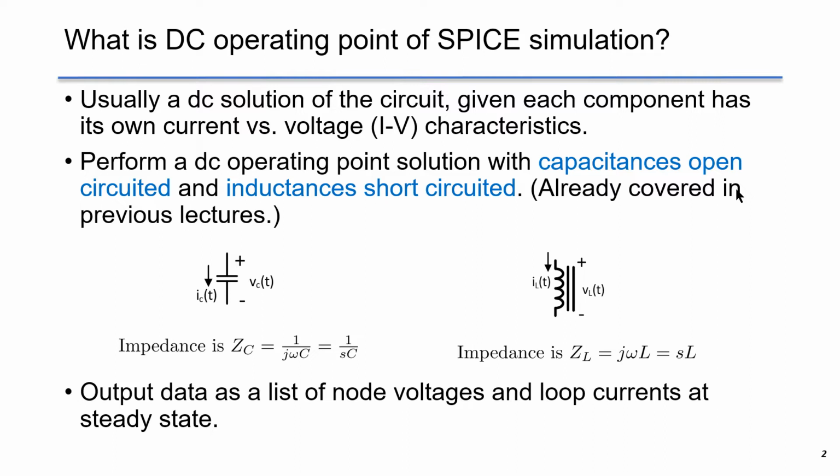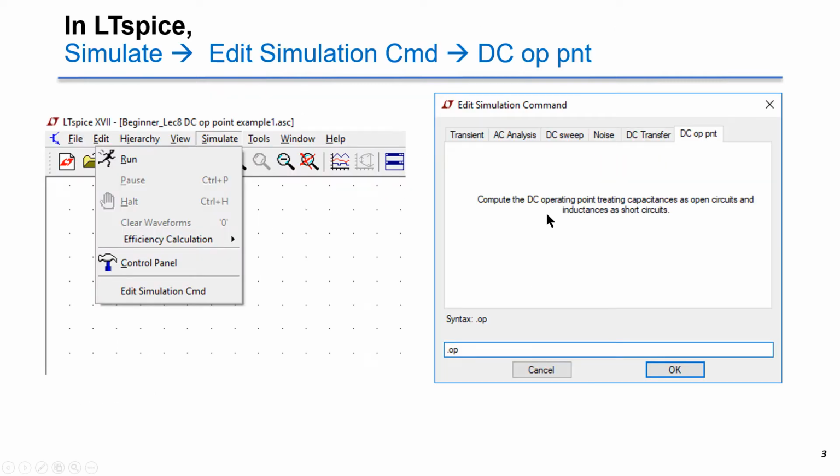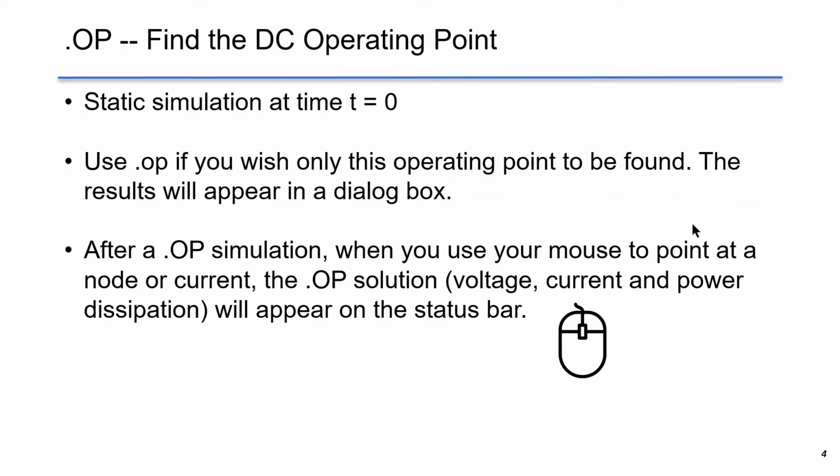The DC operating point will give you a list of node voltage and loop current as the solution. In LTspice, you can go to Simulate, edit simulation command, and choose DC operating point. The syntax will be simply .op. A few more notes about DC operating point. It is about the static simulation when time t equals 0. After the simulation, the operating points of the circuit will appear in a dialog box.